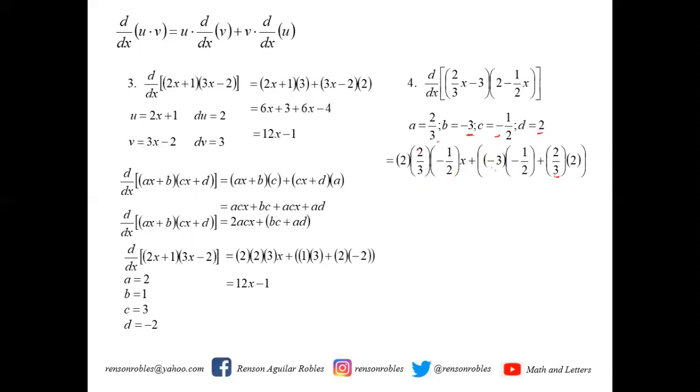And then 2 times 2/3 times negative 1/2 will give you negative, this can be cancelled out, it's negative 2/3 x. And then here, plus, this is positive 3/2, then plus positive 4/3. And then we shall now have negative 2/3 x plus 17/6.